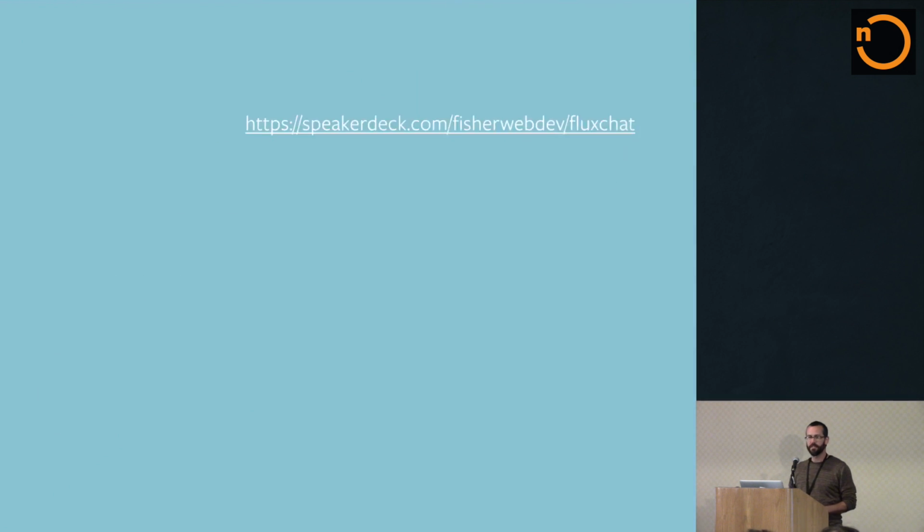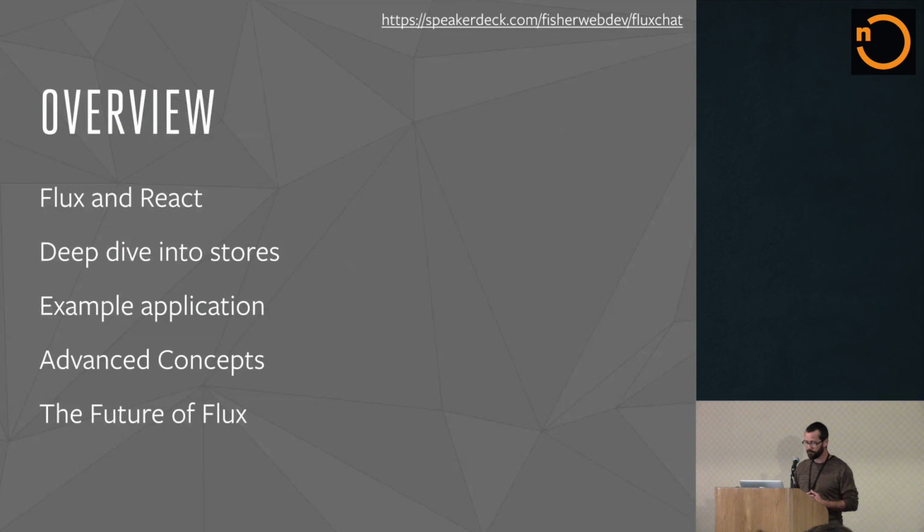So without further ado, let's do an overview of what we're going to talk about. First, we'll talk about Flux and React and sort of what they are on a general level. And then Jing will take us on a deep dive into stores. Stores are the data layer in Flux, and we'll talk about how they work. I'll go over an example application, and then we'll wind it up at the end with some advanced concepts and talk about where Flux is headed in the future.